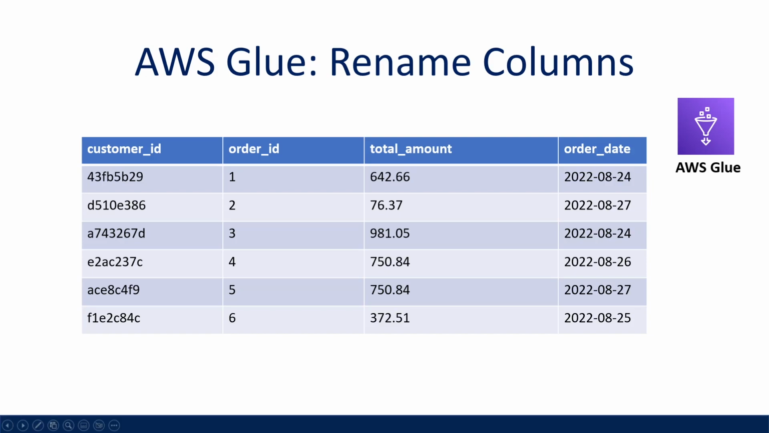This video is a technical walkthrough on how to rename columns in a dynamic frame in AWS Glue. I'll be covering how to rename a single column in a dynamic frame, as well as how to rename multiple columns at the same time. Alright, so let's get started.